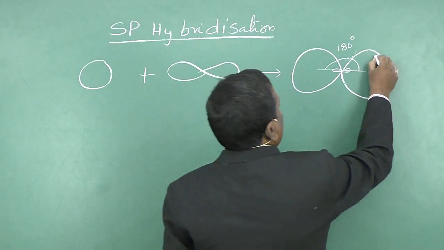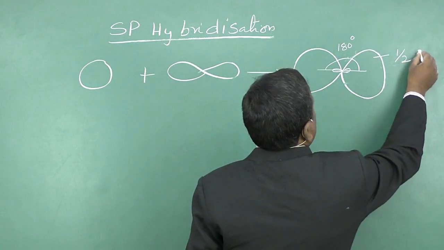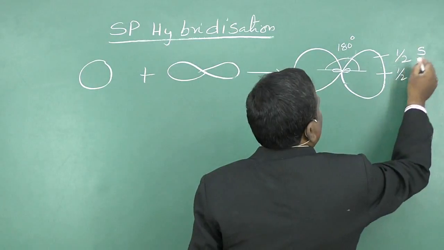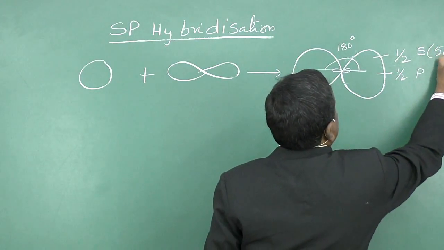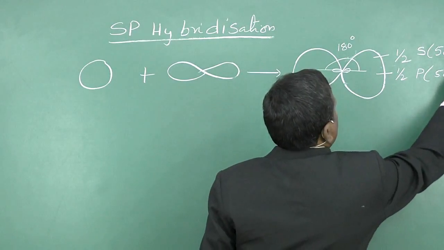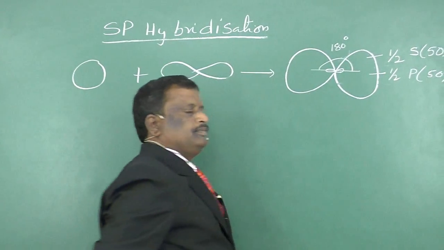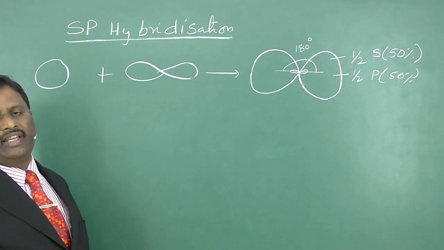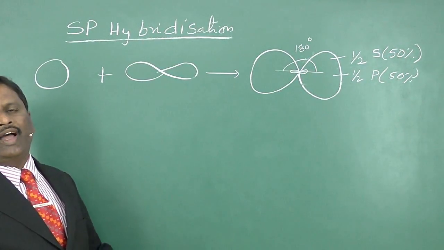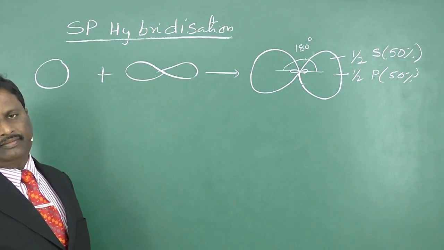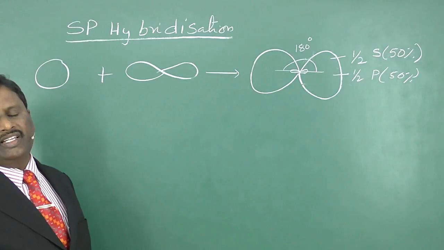Each hybrid orbital will have half of s orbital character and half of p orbital character, that is 50% s orbital character and 50% p orbital character. These two hybrid orbitals are linearly arranged at 180 degrees angle.